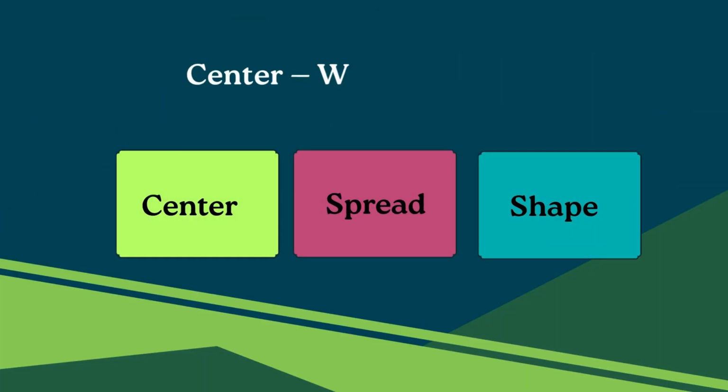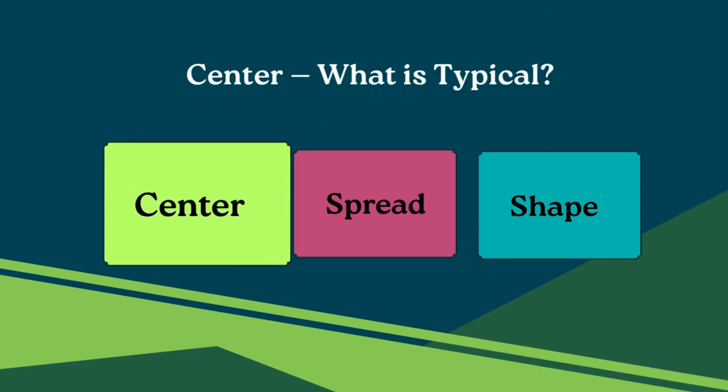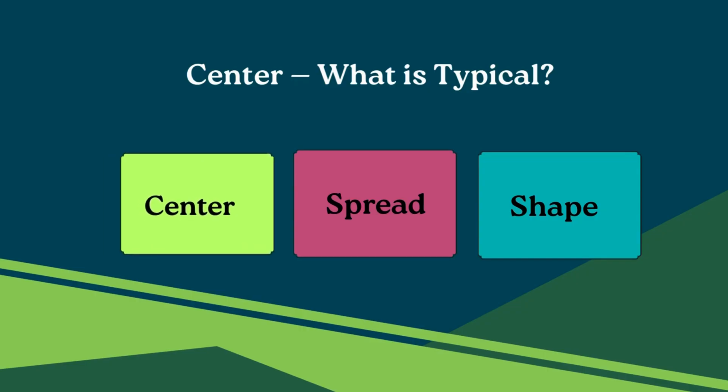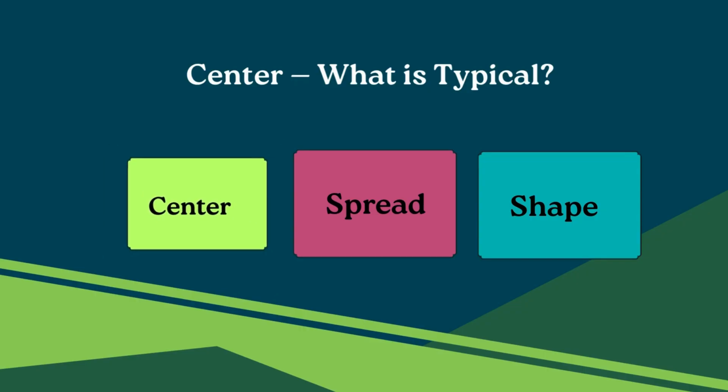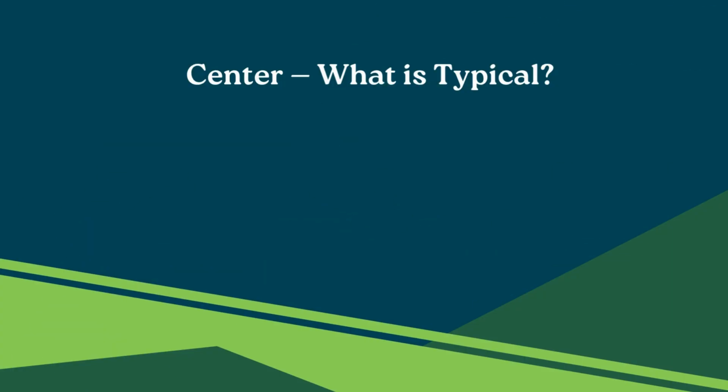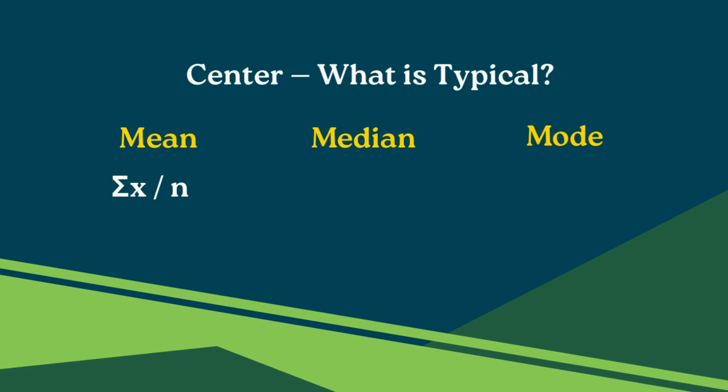Let's break this into three big ideas: center, spread, and shape. First, center. What is typical? Center tells us where most of our data tends to cluster. The three most common measures are mean, median, and mode. Mean, or average, is calculated as the summation of x divided by n. Add up all values and divide by how many you have.